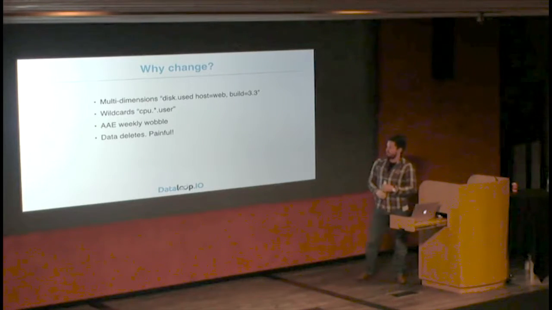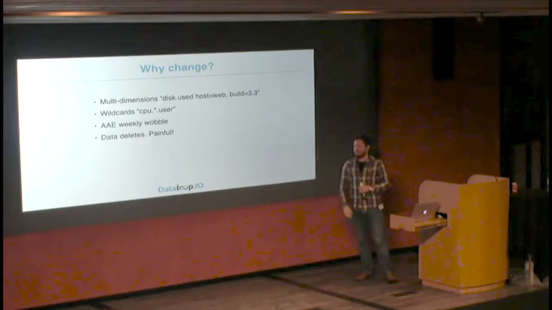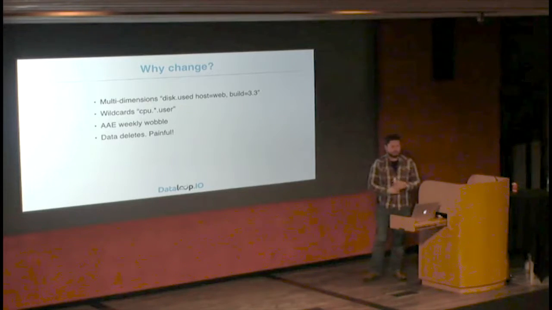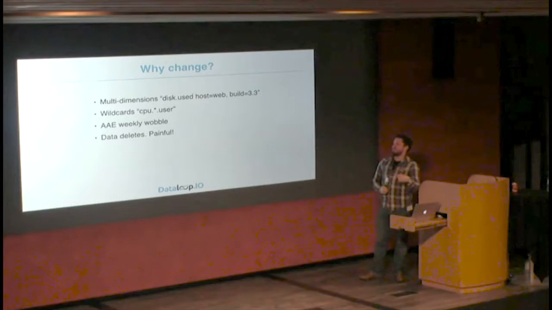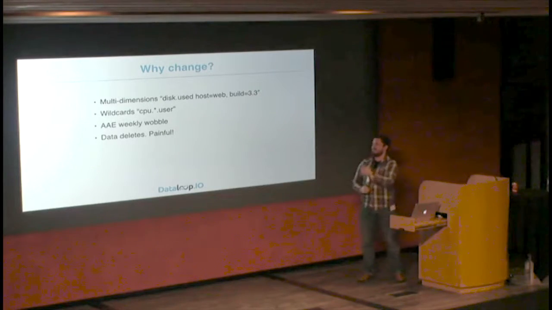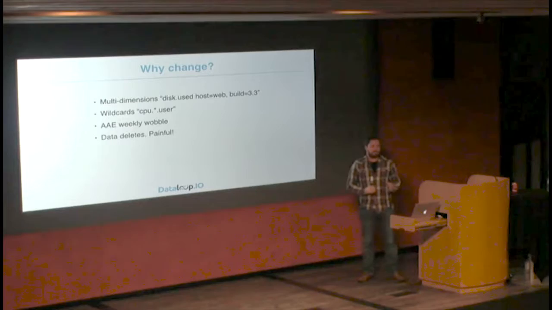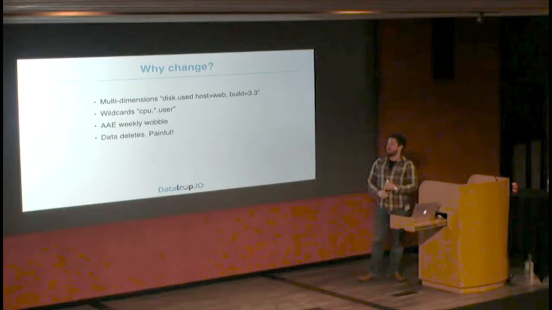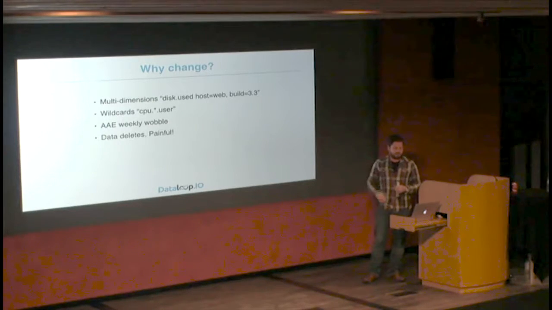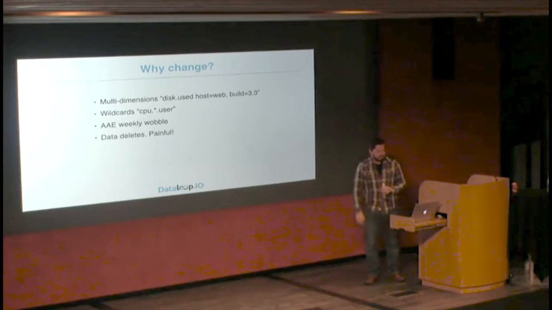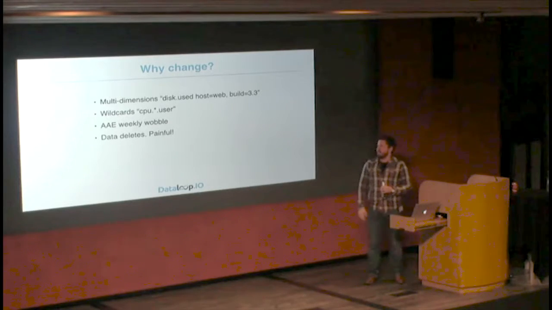AAE is active anti-entropy. So Riak has this feature of repairing itself as it's going along. That tends to run on a periodic cycle, so like once a week. And so once a week, the entire cluster will go mental and start to fall over and alert. And it never went down, but it would cause side effects elsewhere. So that was a pain.